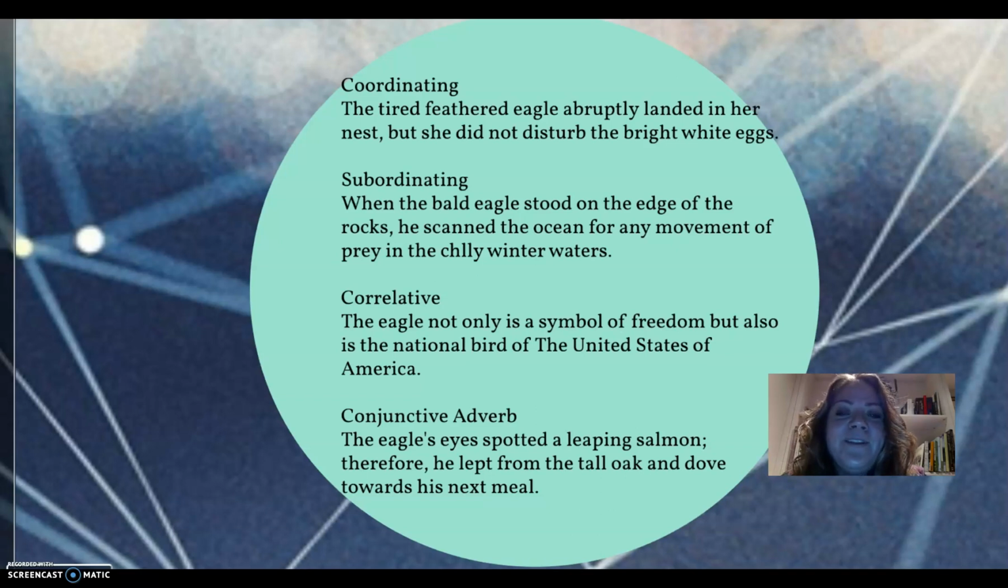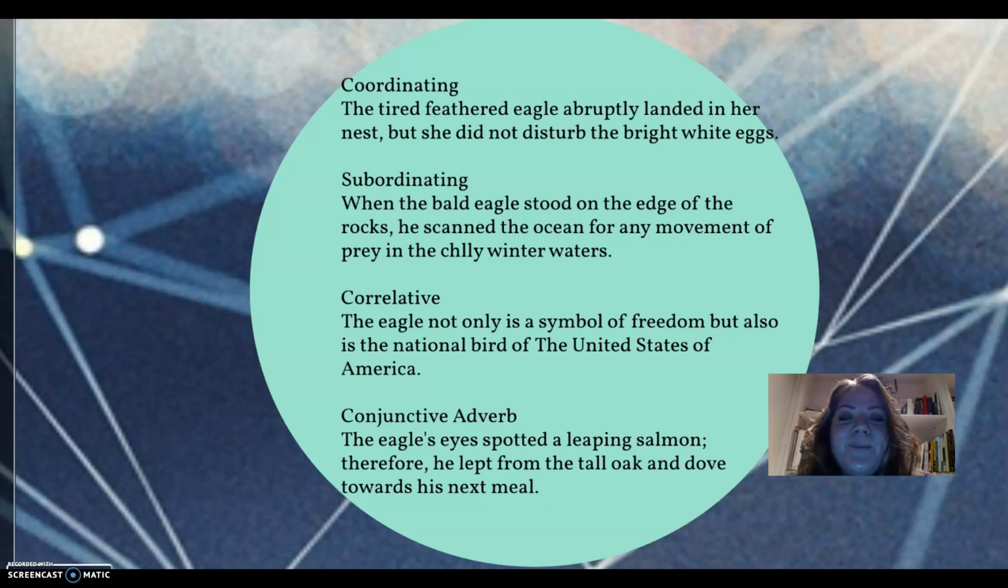Now, if I flipped the independent clause and the dependent clause in this sentence, and I started off, he scanned the ocean for any movement of prey in the chilly waters, when the bald eagle stood on the edge of the rocks, period. I can do that. And I don't need a comma if the subordinating conjunction is not first. So if the subordinating conjunction is first, I need a comma. If it's second and the independent clause is first, I don't need a comma.